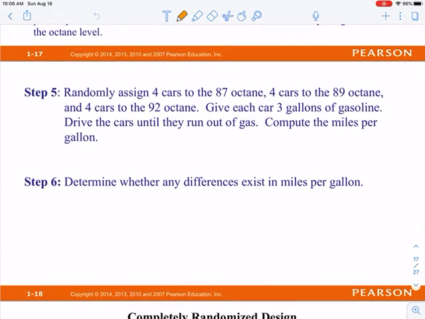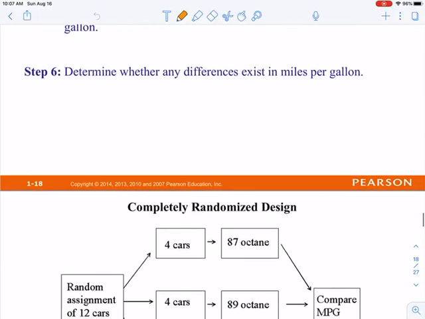So step 5, again, we're going to randomly assign 4 cars to the 87 octane gas, 4 cars to the 89, and 4 cars to the 92. We're going to give each car 3 gallons of gasoline, and we're going to drive the cars till they completely run out of gas, and then we're going to compute the miles per gallon. So we're going to see how far they went. And then we'll determine whether any differences exist in miles per gallon.